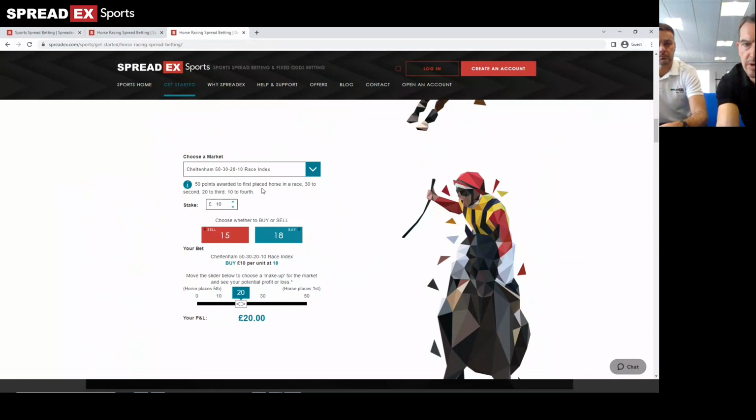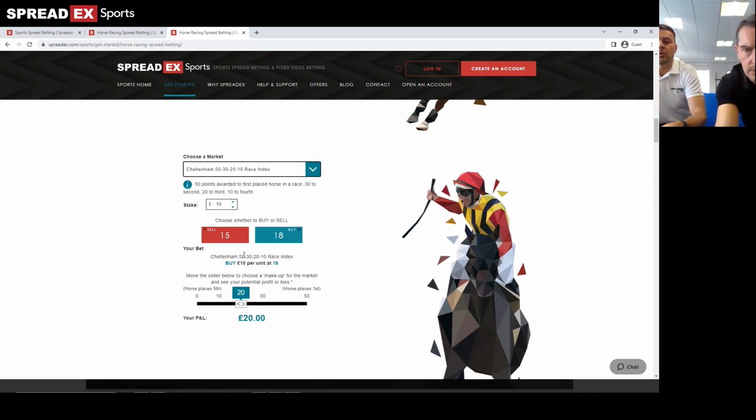And we also have the 50, 30, 20, 10 index for 12 runners or more. We do, yeah. And there's features on the website here. If you go to the Get Started section, and I'll copy this into the chat as well, where you can actually go into our interactive calculator here, and you can choose some different markets. But the race index here gives you an idea that it puts a theoretic spread here of 15 to 18, which is roughly about a 4 to 1 shot, we'd probably say. 4 to 1, 9 to 2, yeah.